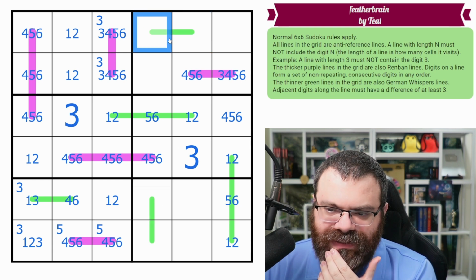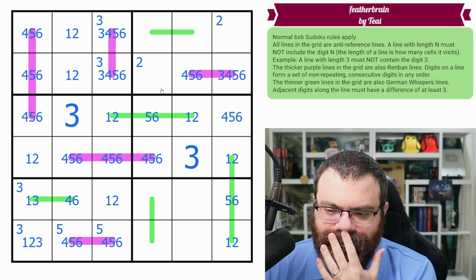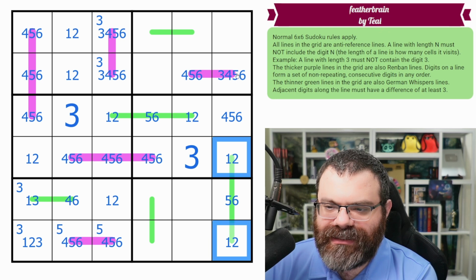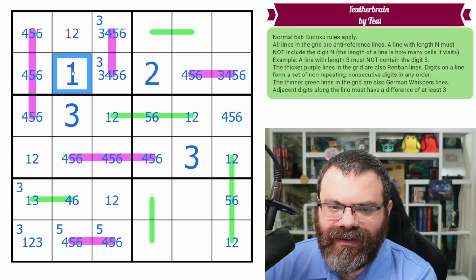This doesn't have a 2 on it. This doesn't have a 2 on it. So 2's in one of these two. Oh, this 1, 2 pair says 2's not here. So the 2 is actually placed in this box, right? Because the 1, 2 pair says it can't be here. You can't put a 2 on any 2-length line, so the 2 ends up right there, and that's 1 and 2.